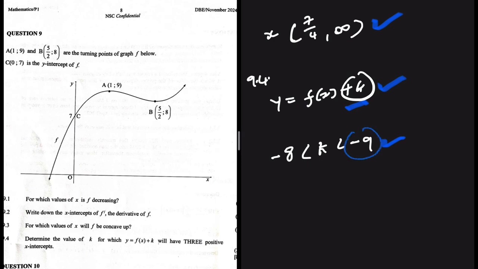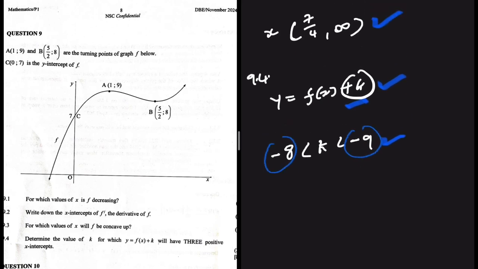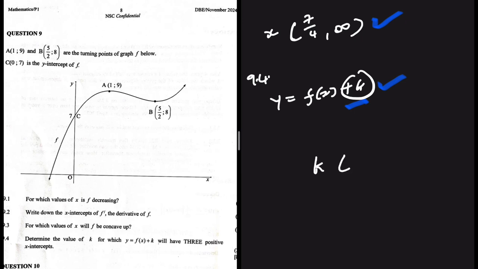Hey, if you think about this, it doesn't make any sense, right? Because minus 9 is less than minus 8. These are not positive numbers. So we're not supposed to write it in this way. Rather, we're supposed to say that k should be less than minus 8, but it should be greater than minus 9. This is the correct way of writing it, because minus 8 is greater than minus 9, right? Not the other way around. I hope nobody made that mistake that I just did there.